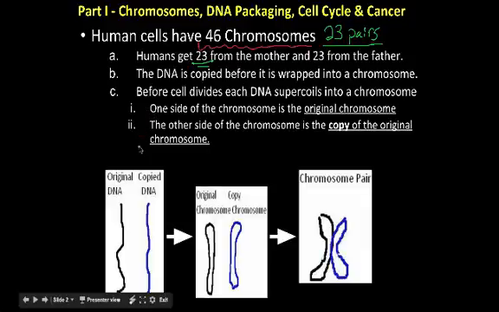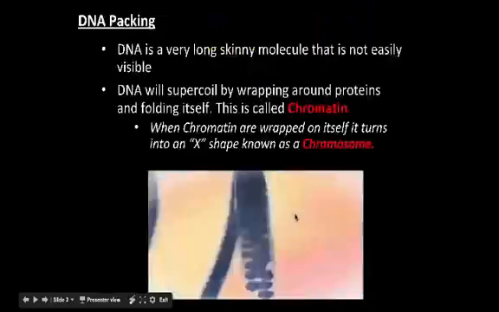One side of the chromosome is the original, the other side of the chromosome is the copy, but they should be identical. So these pictures show pretty well. We have an original strand of DNA here, and then the copied strand here. The chromosomes then wrap up on themselves and then pair up in the middle with a centromere. All right, so you'll see what that is on the next slide.